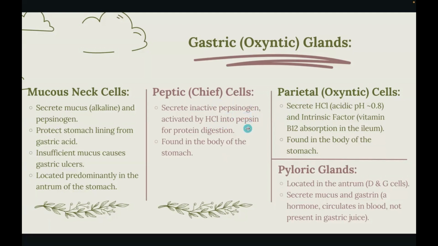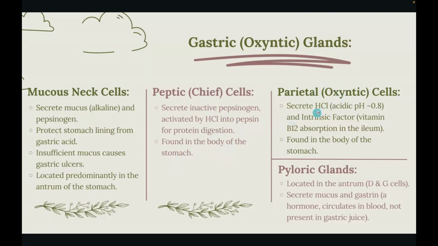Now, once it's activated, it turns into pepsin. You remove the ogen, it becomes pepsin. Now, what is pepsin used for? It's used for protein digestion. So meat, eggs, chicken, anything really that is high in protein, it will require pepsin to break it down. And again, where are the chief cells located? In the body of the stomach.